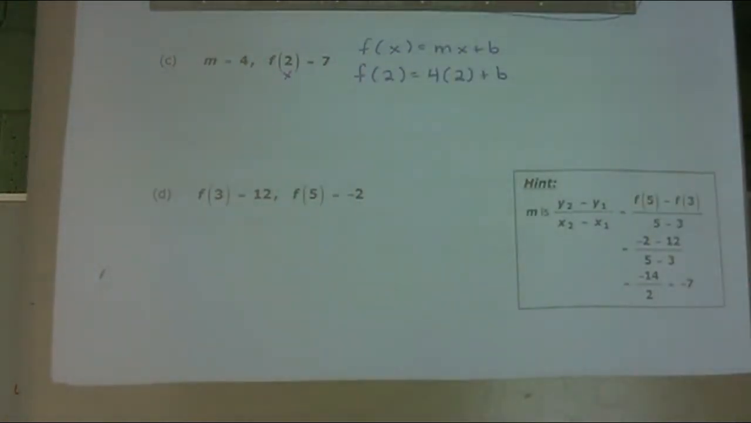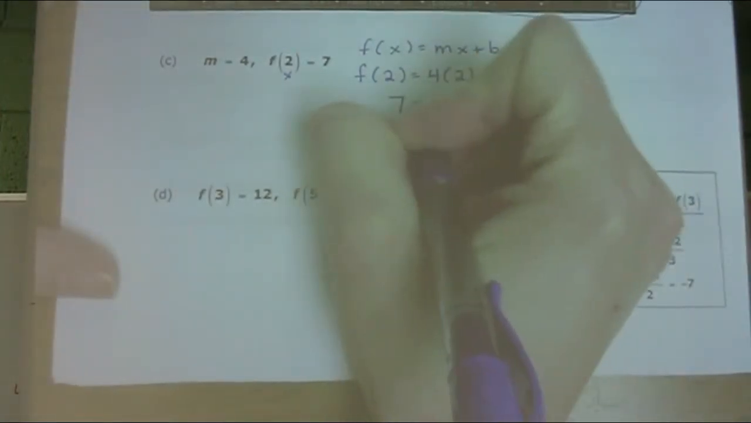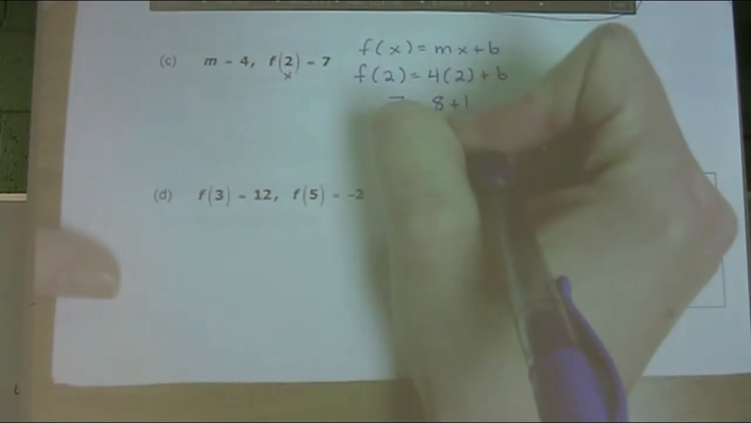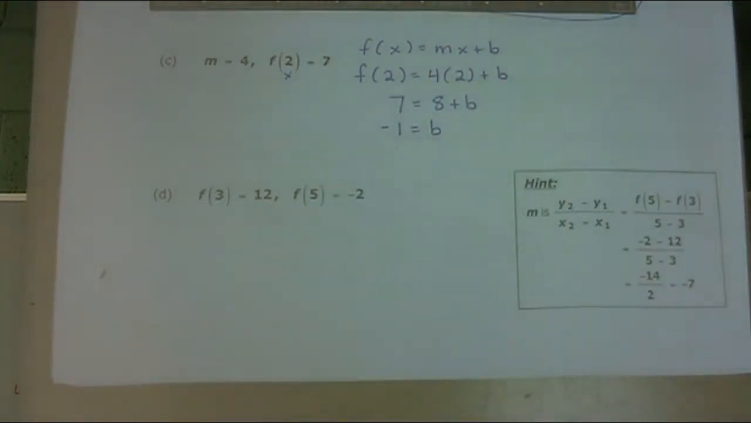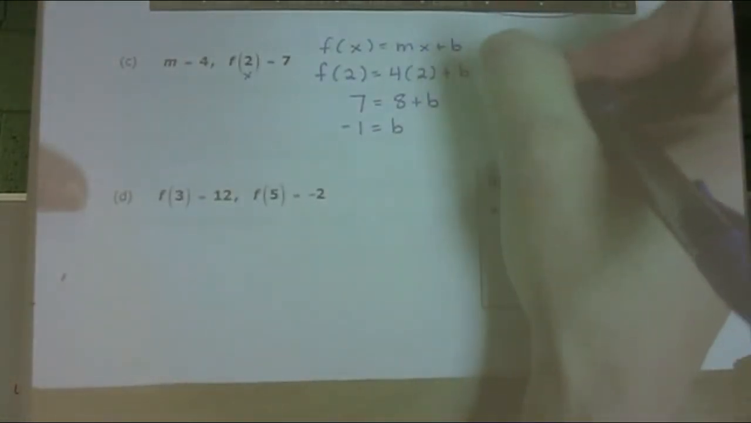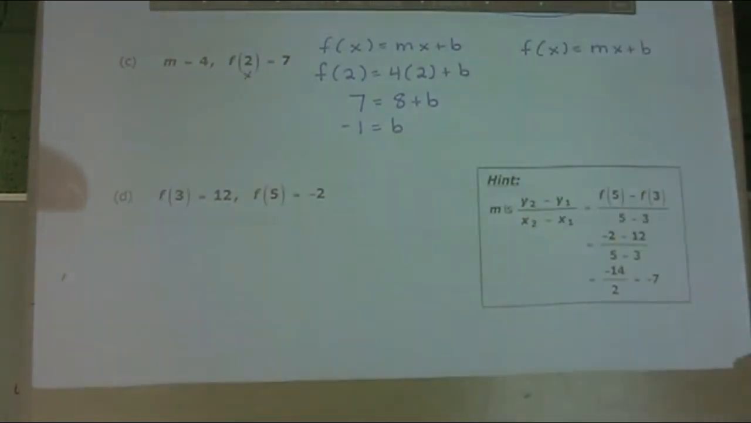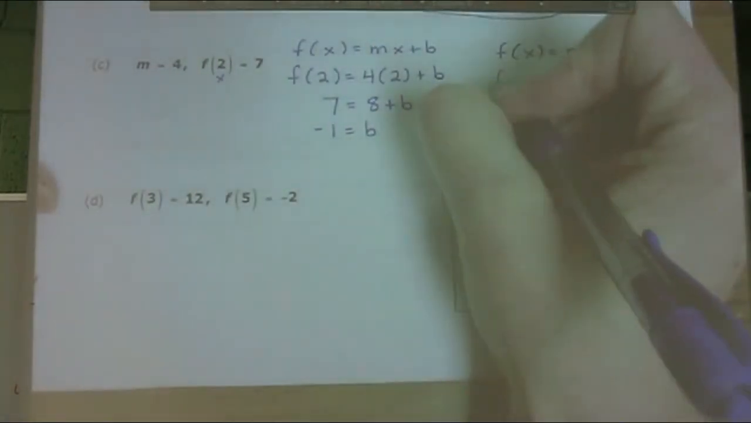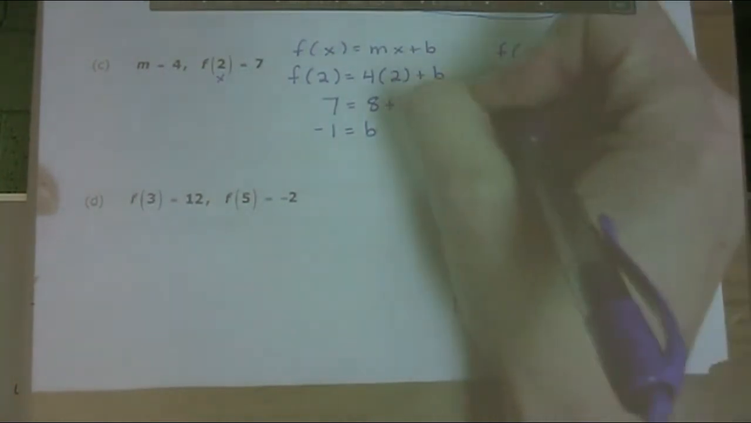Now what does f of 2 also equal? And I can replace it. It equals 7. So replace f of 2 with 7. And this equals 8 plus b. Subtract 8 from both sides, and I have -1 equals b. That's what I needed. I needed that b. Now I can go back to my function, which is f of x equals mx plus b, and I'm going to plug in m, and I'm going to plug in b. So I have f of x equals 4x minus 1.